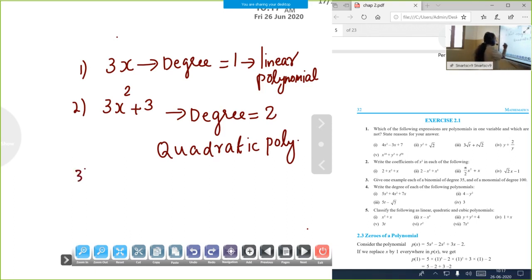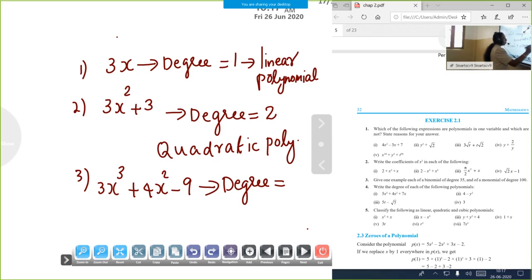And I just write another example. 3x cube plus 4x square minus 9. What is the degree here? Degree means highest power. Here the degree is 3. If the polynomial's degree is 3, it is known as cubic polynomial.